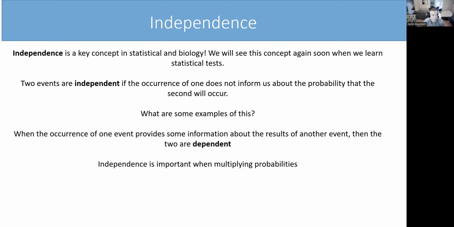Independence, we've already talked about it just briefly in a previous lecture, but it's a concept in statistics and biology that's really, really important. We're going to see it again over and over again this semester. Two events are independent if the occurrence of one does not inform us about the probability that the second will occur. This is probably the single most important thing we're going to talk about in this lecture. So if you listen to anything, listen to this. Two events are independent again if the occurrence of one does not inform us about the probability the second will occur. Can you think of some examples?